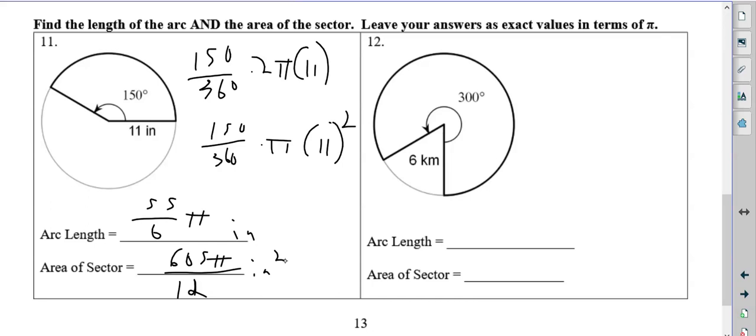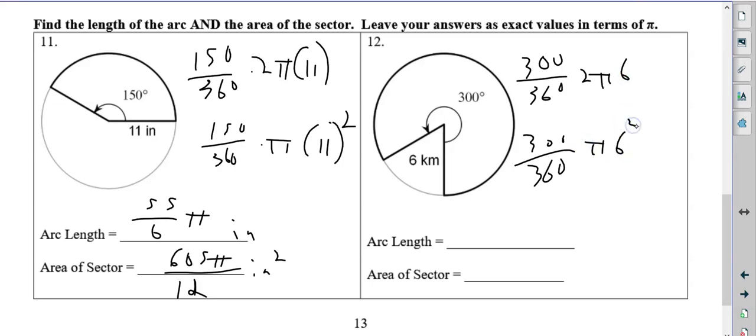All right. So this time we have the big 300 degrees over 360. And remember, we're going to do that twice. Here, we're going to do 2 pi r, and here we're going to do pi r squared. Again, just type in the calculator, 300 times 2 times 6 divided by 360. Let the calculator do the heavy lifting for you, 10 pi kilometers. And then 36 times 300 divided by 360, 30 pi kilometers squared. Easy peasy.